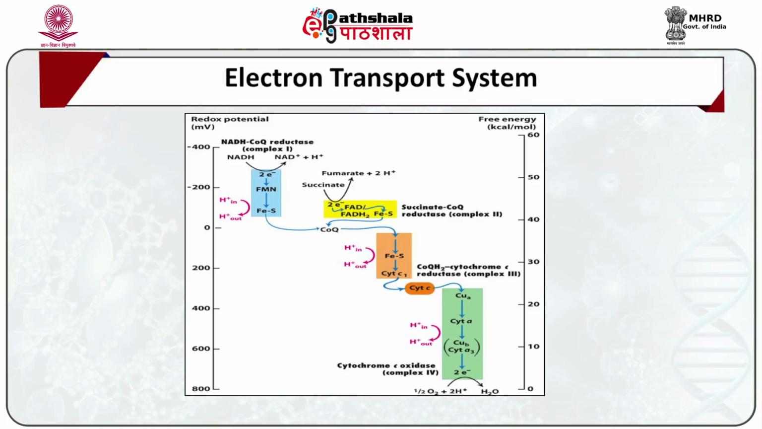Now, the electron transport system. The process in which electrons are transferred from NADH and FADH2 to oxygen, and the energy released in this oxidation reduction reaction is used to synthesize ATP from ADP, is known as oxidative phosphorylation.